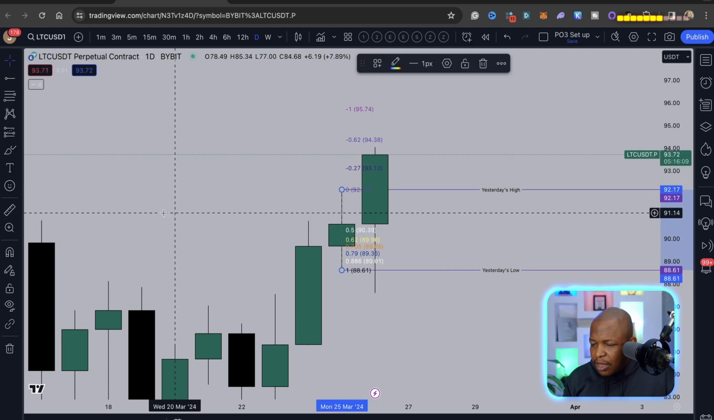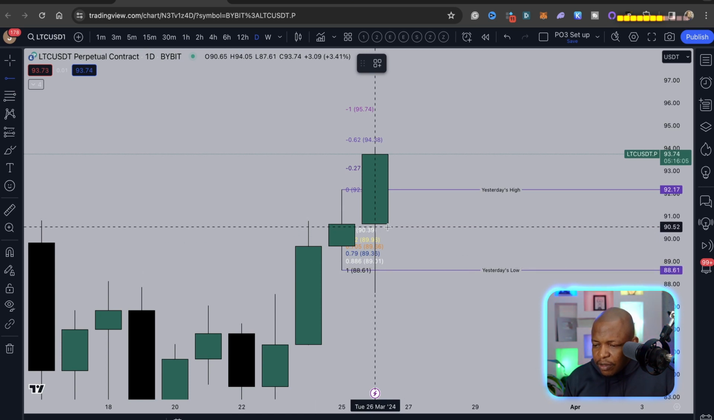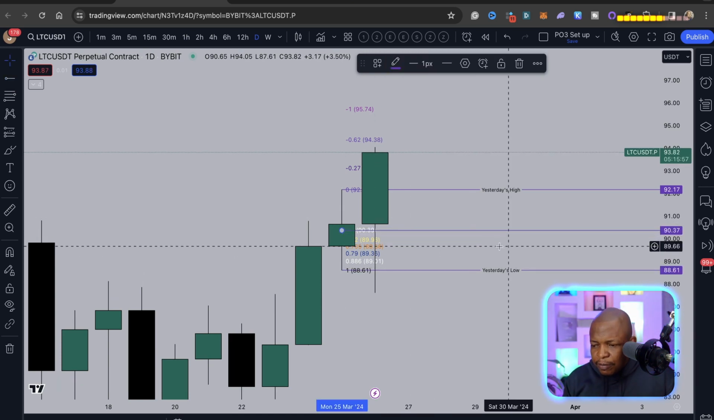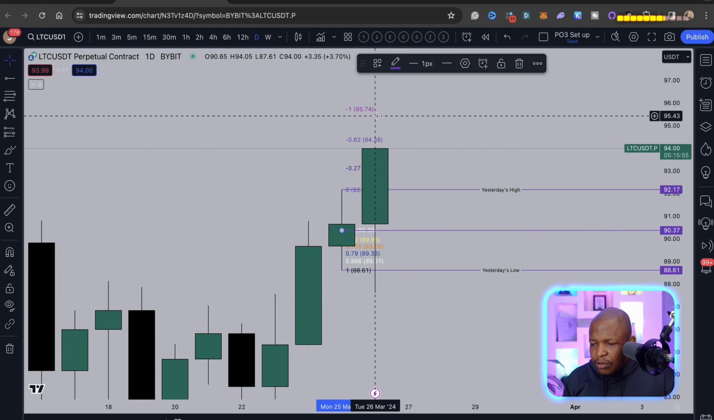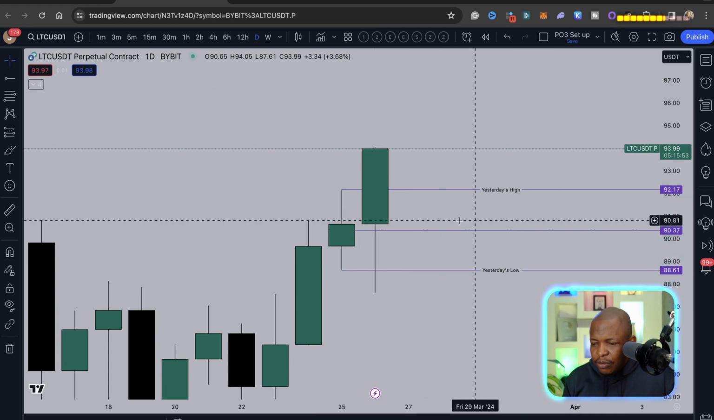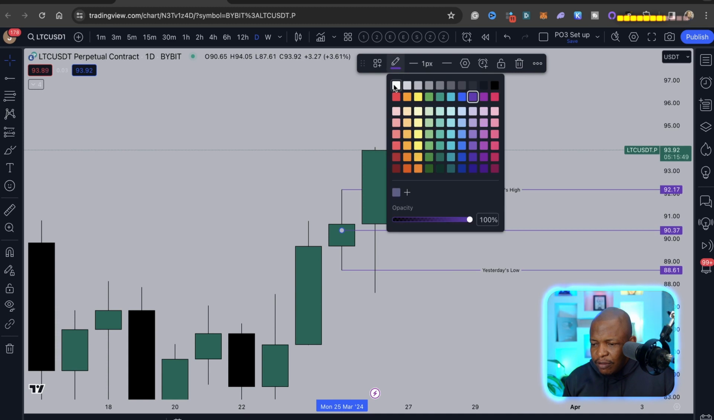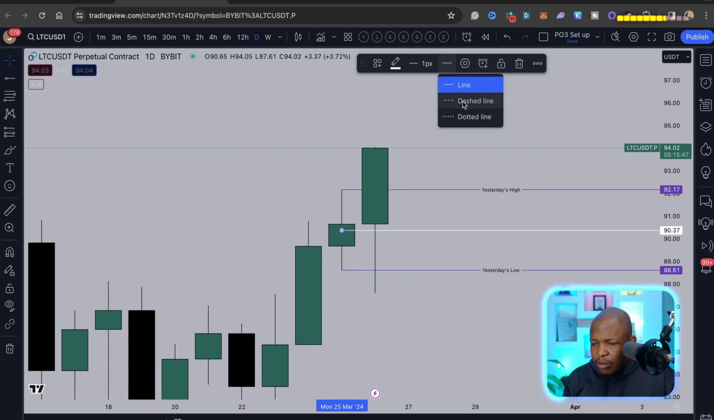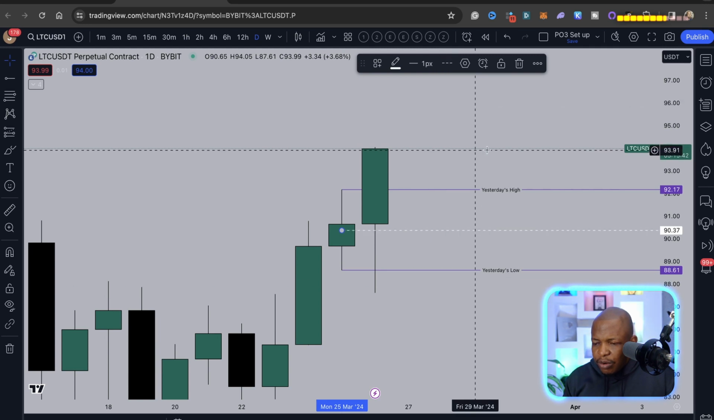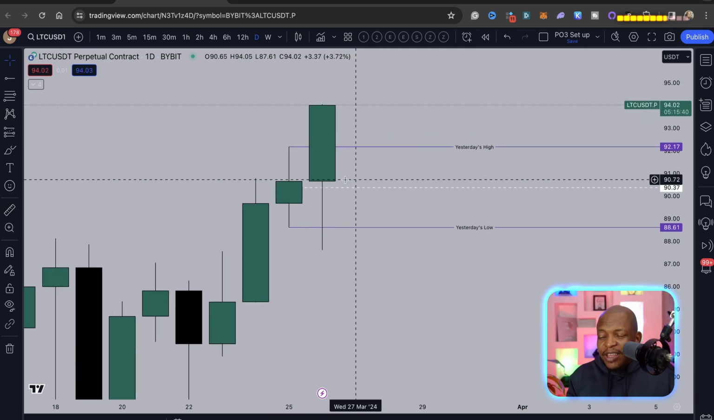My 50% mark is the equilibrium. So I'm going to pick this again and put it at the 50% mark. So I can delete my Fibonacci now. So this is my equilibrium. I like to give it a different color. So this is my equilibrium. So this is what I do when I wake up, right?